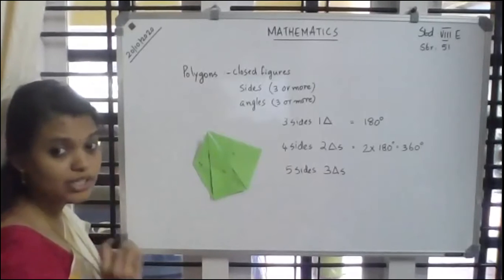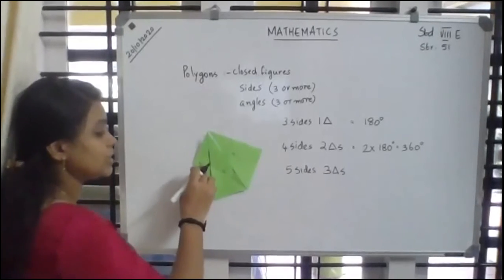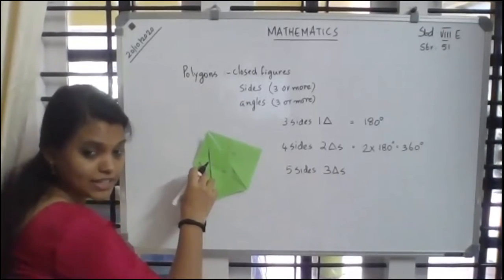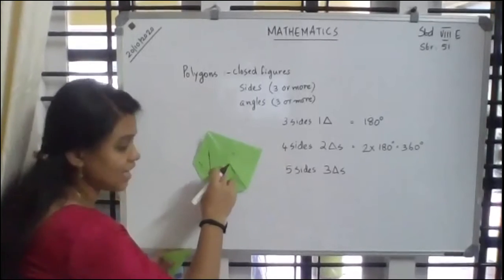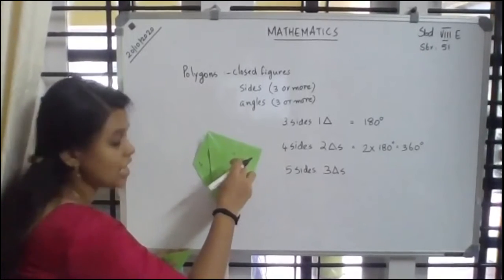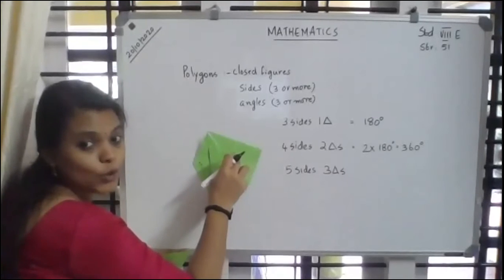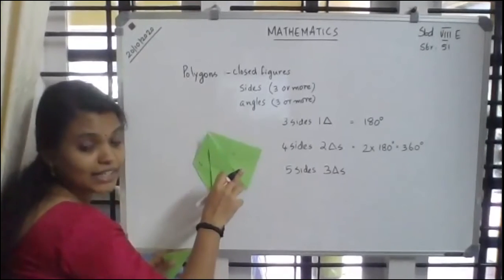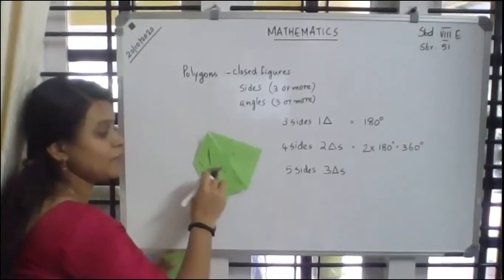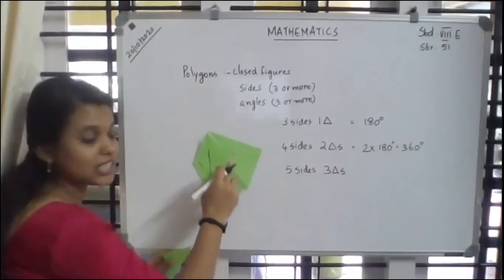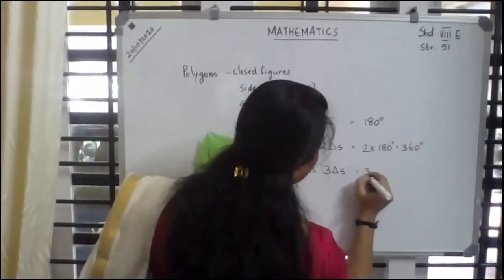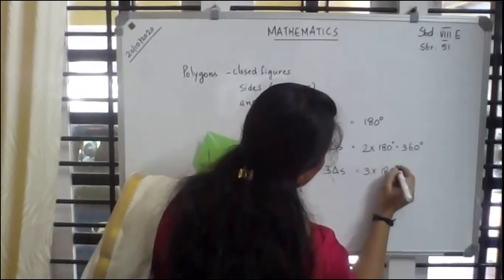What can you say about the sum of the angles? This triangle has 180 degrees. This triangle has 180. This triangle has also 180. So the sum of the angles of a pentagon will be 180 plus 180 plus 180, which is 3 into 180 degrees.